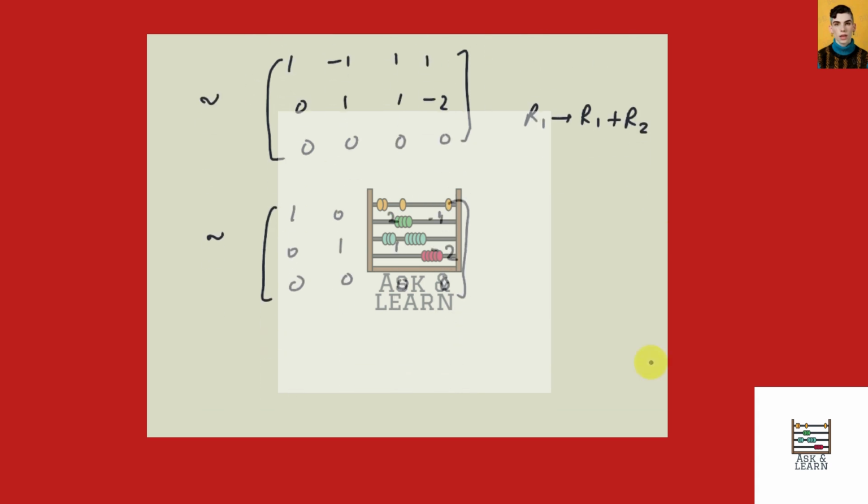Thus, the pivots are in columns 1 and 2. So the first and second are the pivot positions. Therefore x and y are pivot variables, and z and t are free variables.